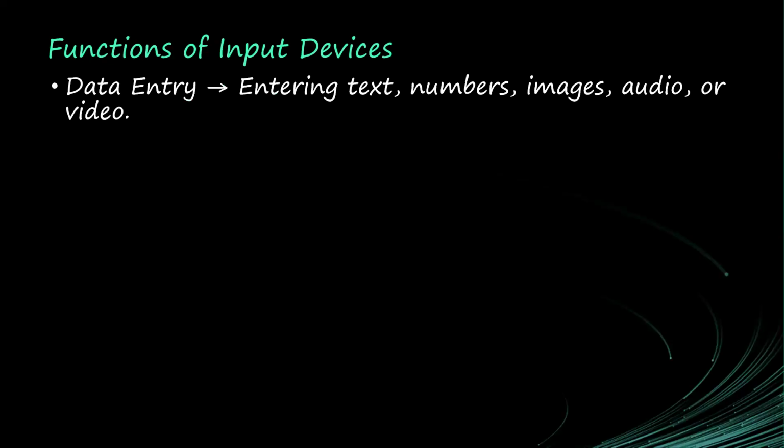So what are the functions of input devices? The first one is data entry. We use the input device to enter text, numbers, images, audio, and video. There are a couple of data types that we can actually enter into the system. So data entry is one of the functions of input devices. Input devices allow us to enter text, somebody's name, somebody's address. Input devices also allow us to enter numbers, images, audio, or video.